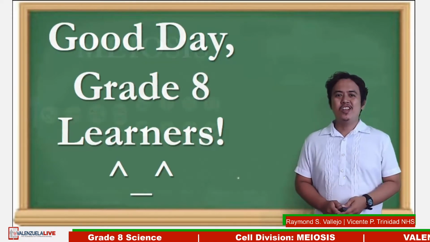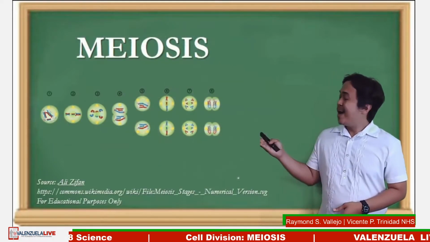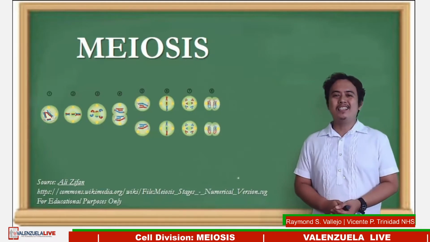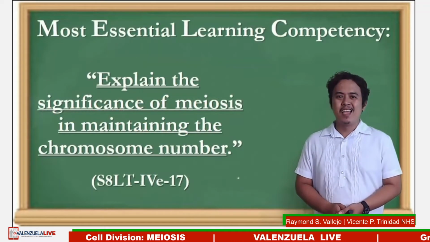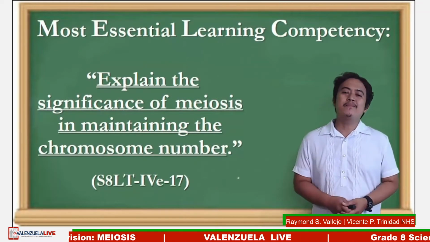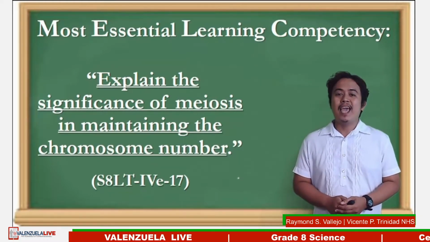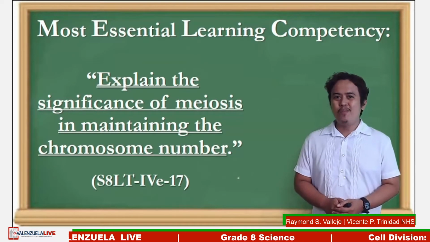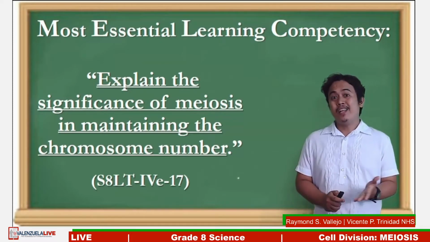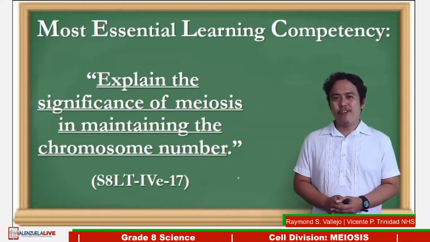In this section, we will be talking about meiosis, one of the two kinds of cell division. At the end of discussing this topic, we should be able to explain the significance of meiosis in maintaining the chromosome number. For this session, we will do the following.